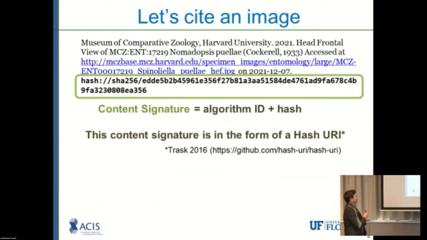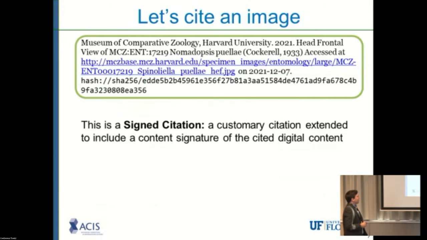And this particular format is called a hash URI. There's a specification online detailed at that website. And when we include a content signature into a citation, we call it a signed citation. So just to clarify, the citation is signed by the content, not by a human, not using any kind of notary or protocol or anything. It's just purely by the content.